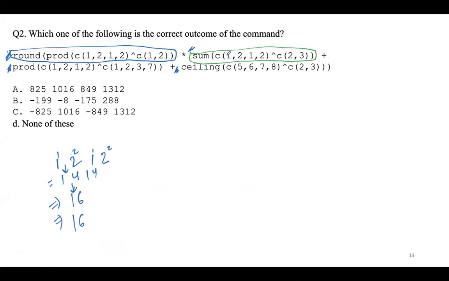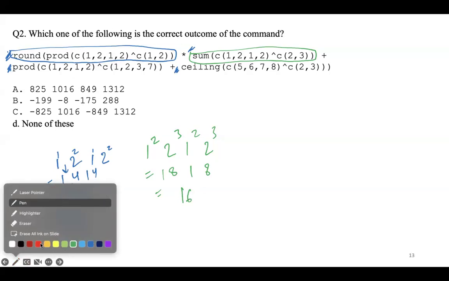So here also, it's 1 to the power 2 to the power 3, then 1 to the power 2, then 2 to the power 3. So that's 1, 8, 1, 8. Here, I need to sum these up. So I still get 16 here, right?